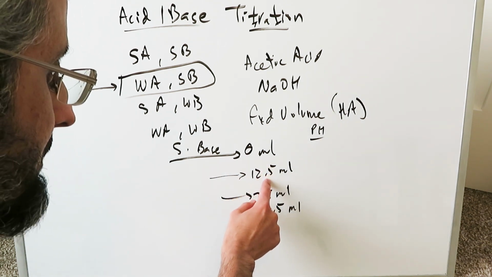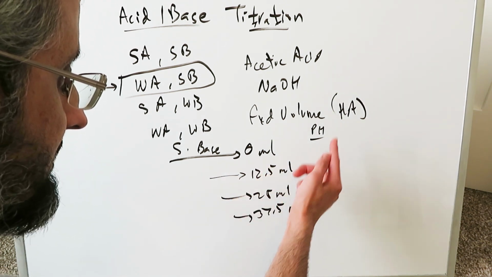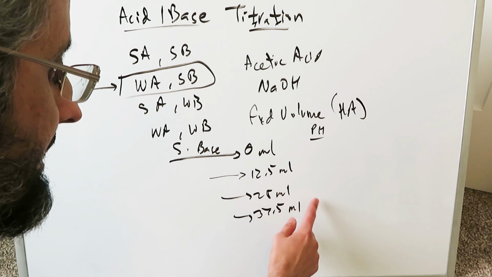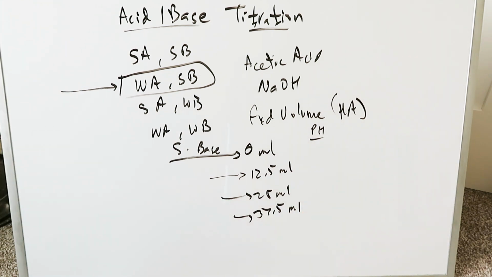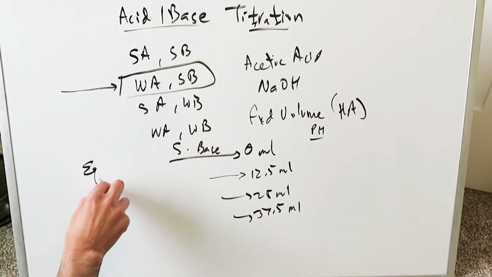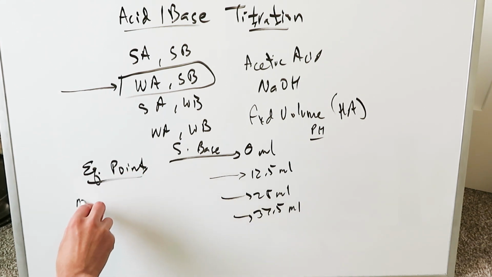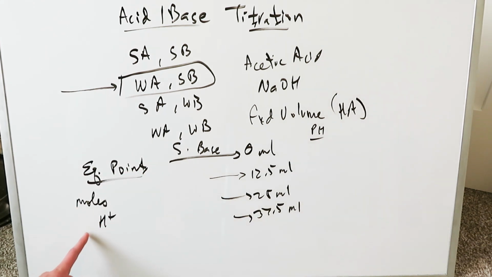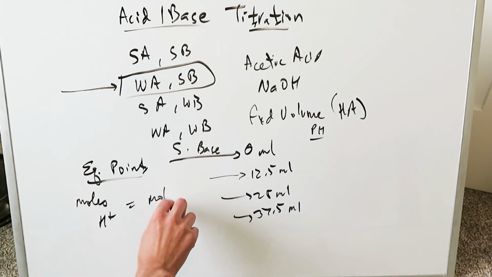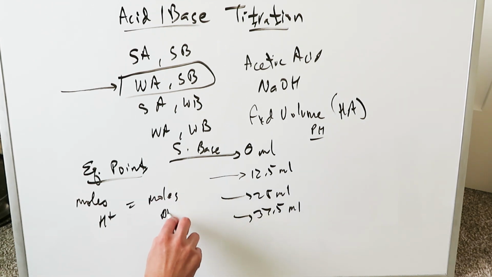Then as you start adding base, the pH changes, it starts going up, and then there'll be a point where the equivalence point is reached. You have to understand what the equivalence point is. The equivalence point is that point where the moles of acid, let's just say HA, is equal to your moles of base. That's exactly what you have, and I'm going to symbolize the base as OH minus.